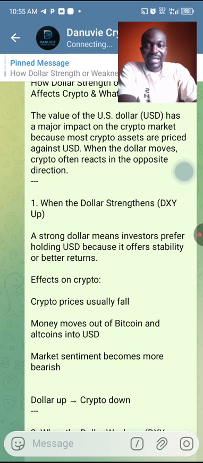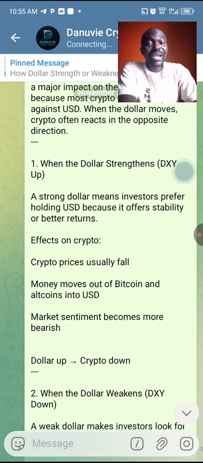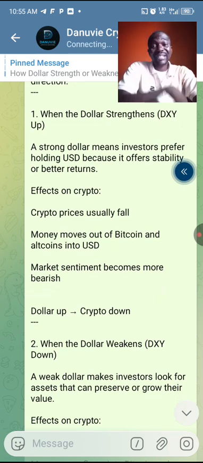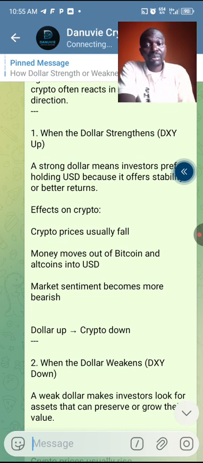So that's DXY. Now, a strong dollar means investors prefer holding USD because it offers stability or better returns. Exactly. So if investors are skeptical about risky assets like gold, cryptocurrency, stocks, they prefer to save their money in US dollar. If they are very unsure about what's going on in the financial markets, they prefer to put their money in US dollar. So effects on crypto: crypto prices usually fall. Money moves out of Bitcoin and altcoins into USD, like I've said.